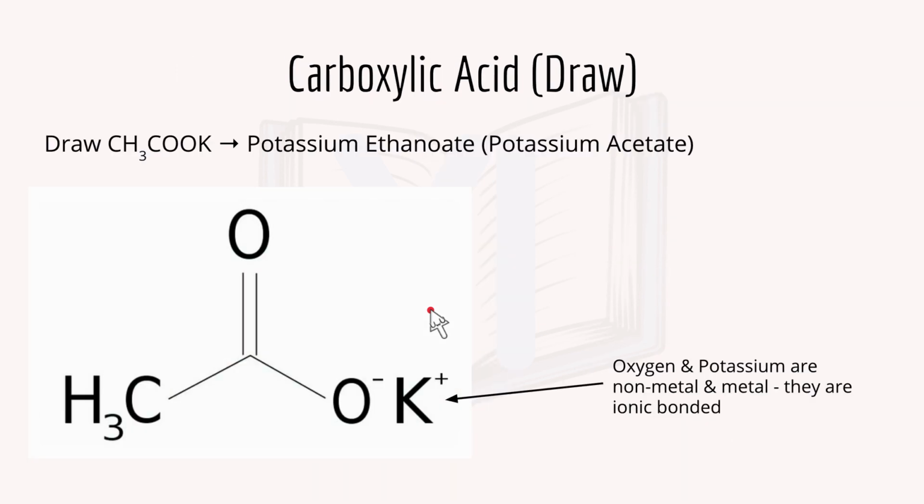So we'll move on now to carboxylic acid to draw. Here's a task to draw potassium ethanoate, which is potassium acetate, the same thing but a different name. It's normal to draw this part like the covalent bond part, but this part, O and K, oxygen and potassium, they are ionically bonded because it's non-metal and metal. So you have to write it like this: a minus and a plus.